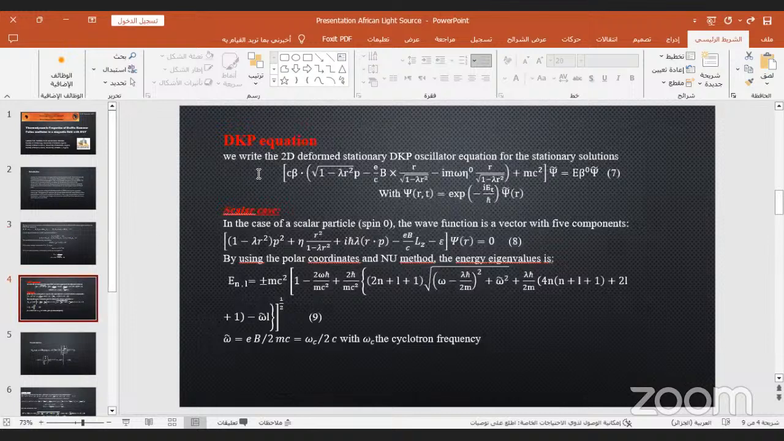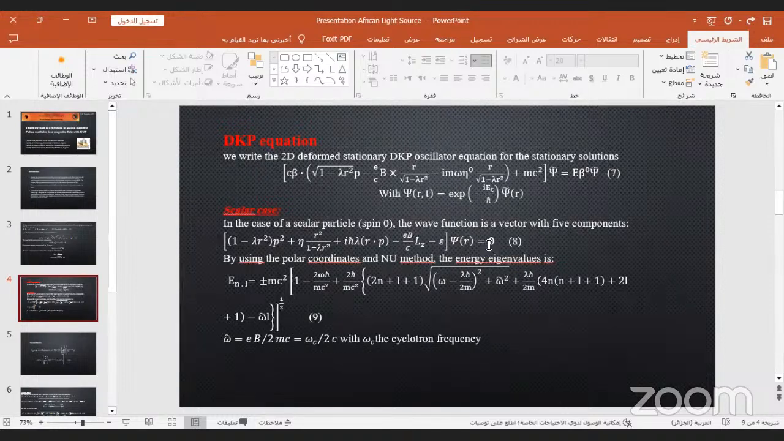So the DKP equation, we can write it as the two-dimensional deformed stationary equation for the stationary solution here, where we have transformed the momentum and the position by the following equation, and B is the intensity of the magnetic field. Normally we have two cases we are going to deal with. For the scalar case, the wave function of spin 0 has 5 components, so we solve these 5 components and obtain the equation.